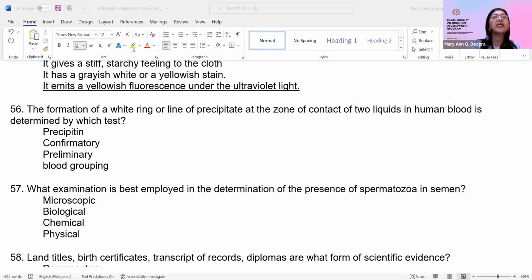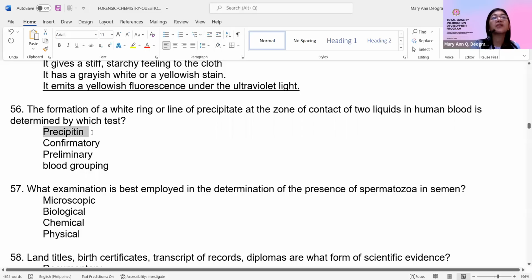Okay, letter A. Okay, precipitin. Precipitate. Ayan yung keyword nyo, oh. Precipitate, precipitin. Kuha nyo? O, yun ang pinaka-keyword nyo dyan. Yan lang yung tatandaan nyo dyan. Precipitate means formation of a solid. Precipitin, ibig sabihin may solid.